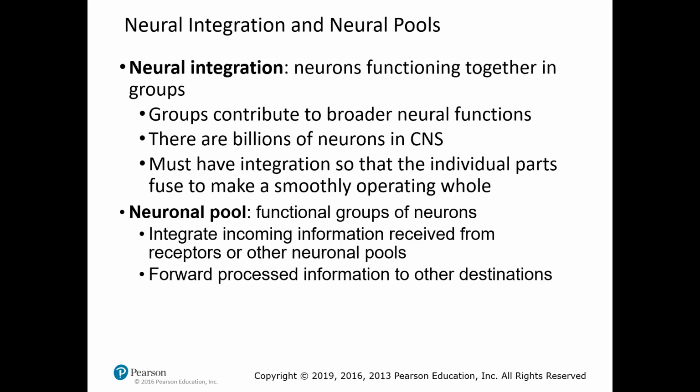Now, when we take these neurons, they don't operate independently. They operate in groups. Our neurons are just not random cells that are scattered throughout our brain or our spinal cord. They work together in groups. And this gives us integration so that we are sharing information very quickly. It's much easier if we have hundreds of thousands of neurons doing the same thing at the same time for sharing information back and forth. It's much more efficient, so it's much more rapid processing.